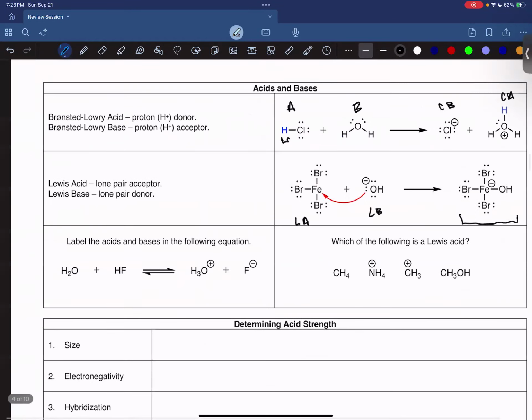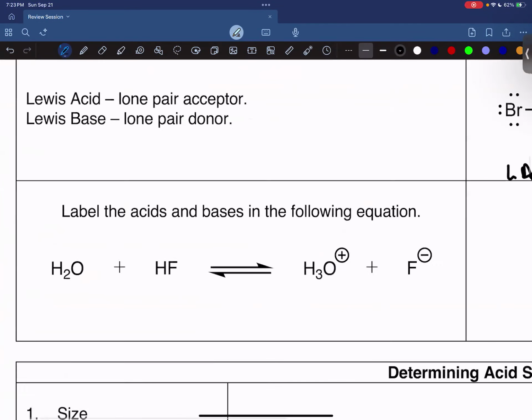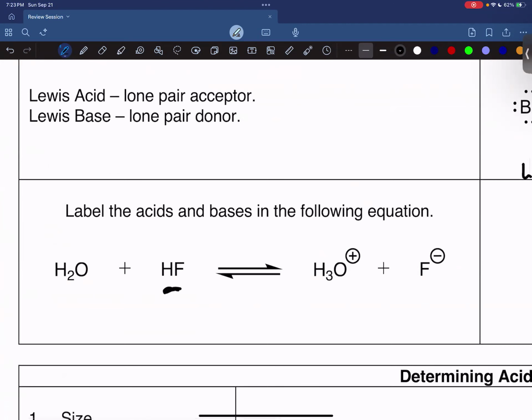Okay, and label the acids and bases in the following equation. We can see that the HF is losing that hydrogen. This is donated. Therefore, this is the base, this is the conjugate base, and this is the acid, conjugate acid.